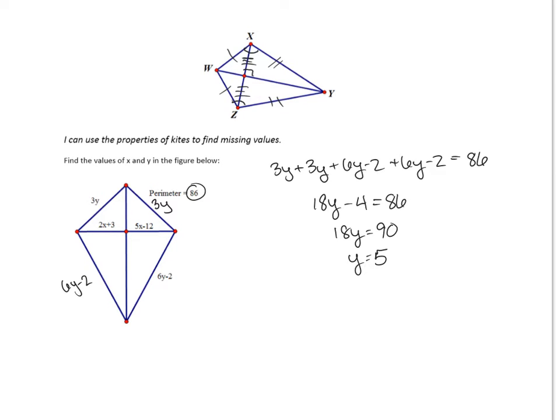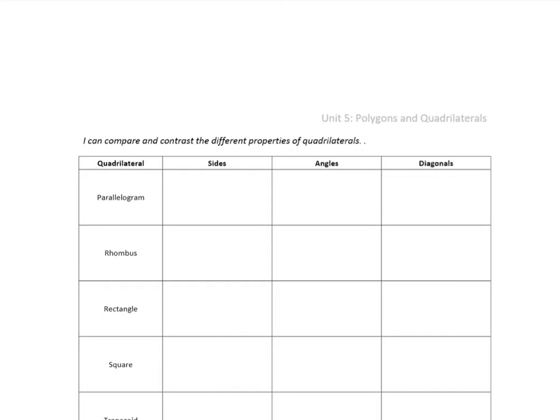And looking at this, 2x plus 3 must equal 5x minus 12, because that's the diagonal that's bisected by the other diagonal. So I end up getting that 3x equals 15, so x is 5. Yay.